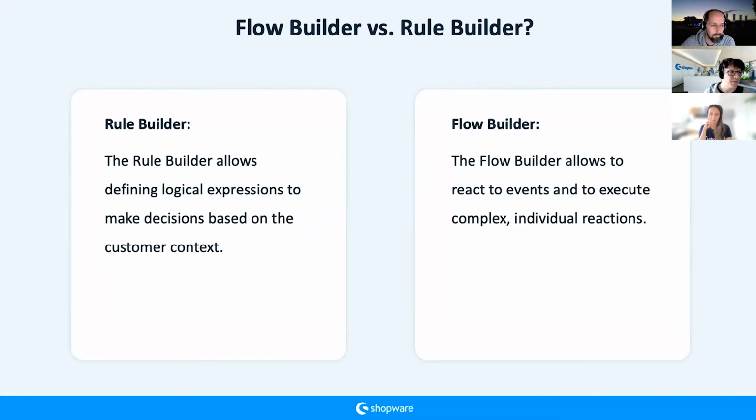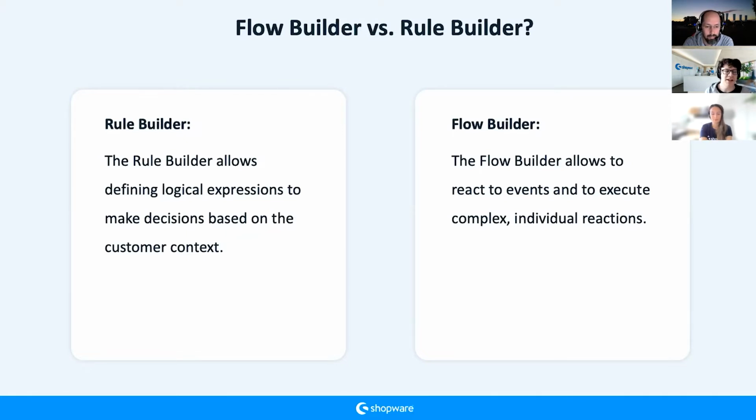But to make it quite clear, the rule builder is something completely different than the flow builder, even though they interact with each other. The rule builder basically allows you to define logical expressions and to allow Shopware to make decisions based on your customer's context, like is this shipping type available? Is this payment type available? Yes or no? Is this price the perfect price for the customer? Or is this shipping cost? So basically all things where you just need to make a single specific decision inside of Shopware. That's a task for the rule builder.